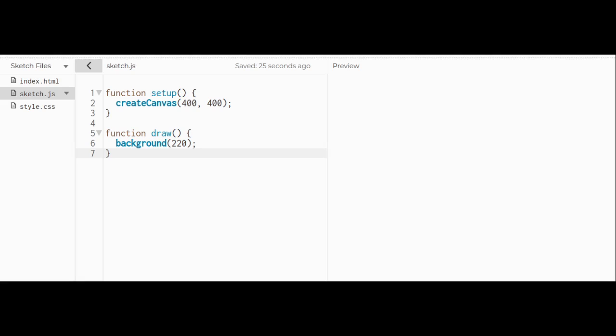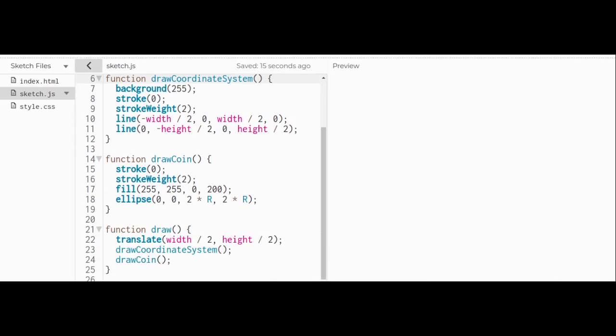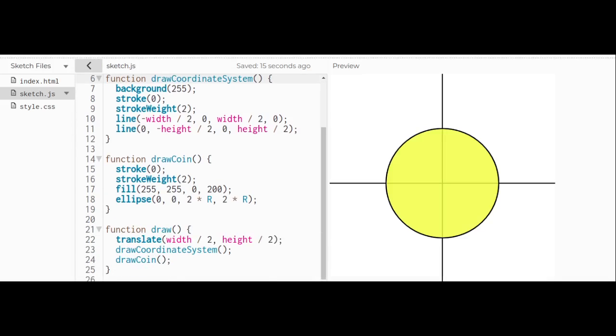Let's draw a coordinate system. Now draw a coin on top of it. Imagine that it is flat and the same on both sides.